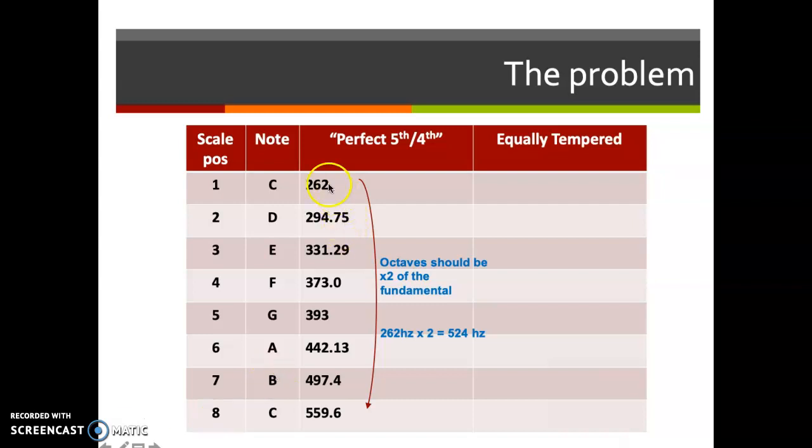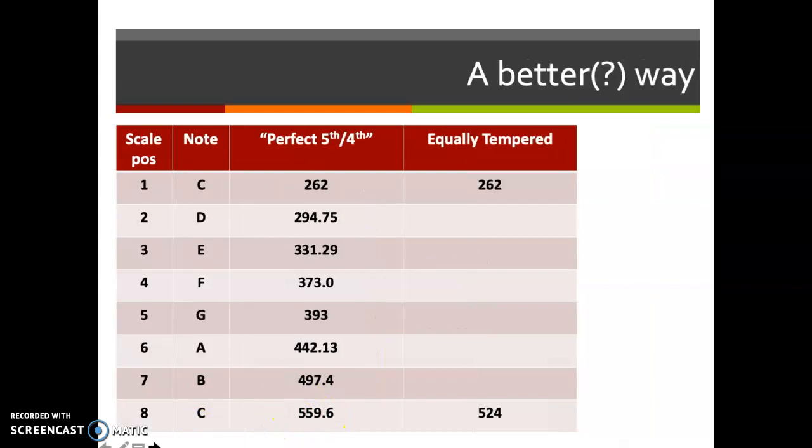For a scale to sound good, the first note needs to be an octave below the eighth note of the scale, which is the octave above, right? But 262 times 2 is not 559. In fact, it's 524. So these two notes will be way out of tune with each other, even though all the fifths are correct and all the fourths are correct. You can go on the online tone generator and try to play 262 and 559 together. They sound terrible.